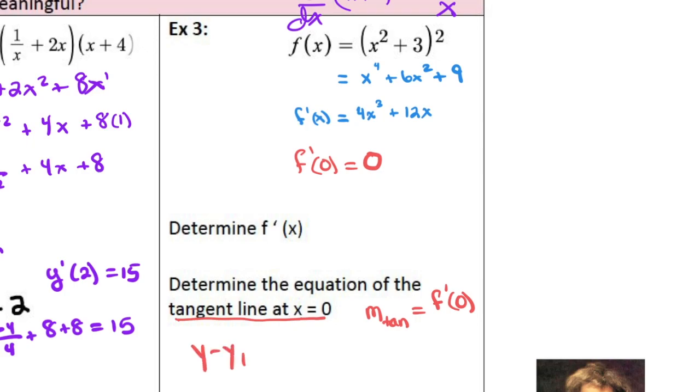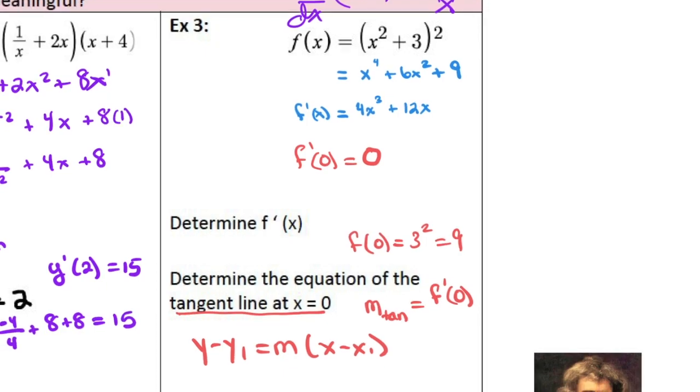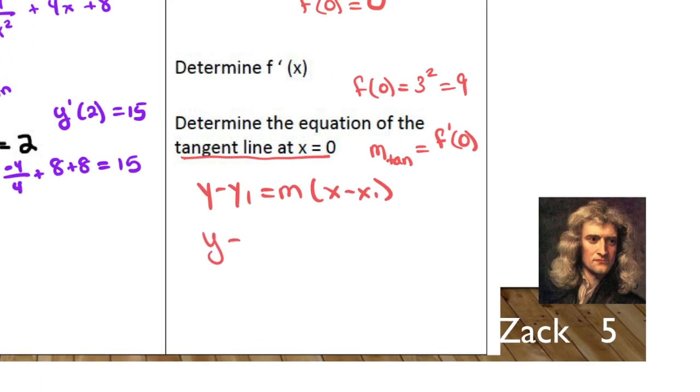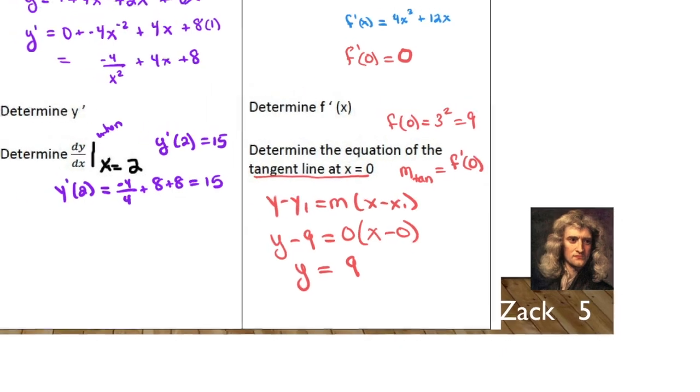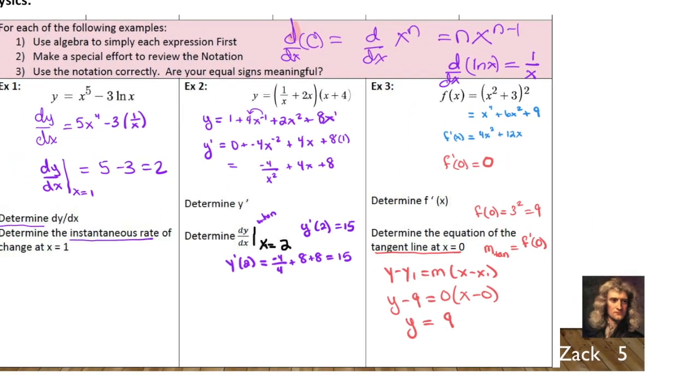y minus y1 equals your m times x minus x1. Now we're ready to substitute. The y value is the same thing as asking for f at 0. And f at 0 is 3 squared or 9. So I have y minus 9 equals the slope at 0, which is 0, times x minus 0, or y equals 9. So the tangent line is horizontal, and it is at y equals 9.